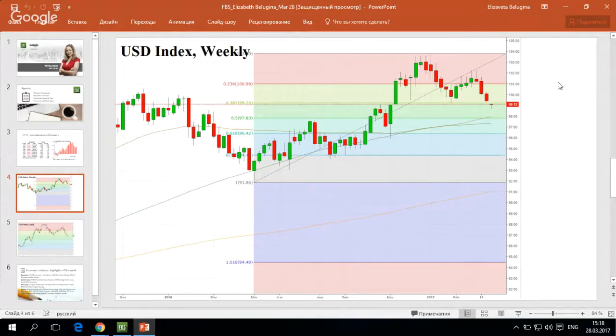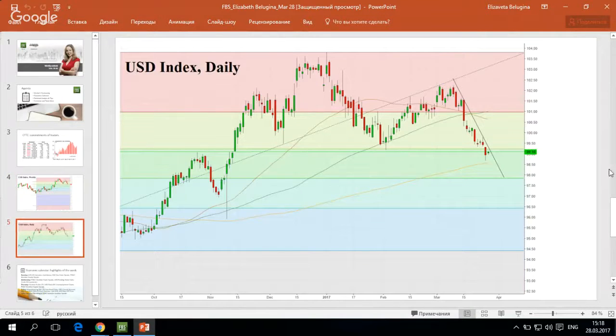We can see that this week opened with a gap for the US dollar index, and we may see the American currency trying to close this gap to test higher levels around 99.50. Next important resistance is located at the 100 level and 101 surely.